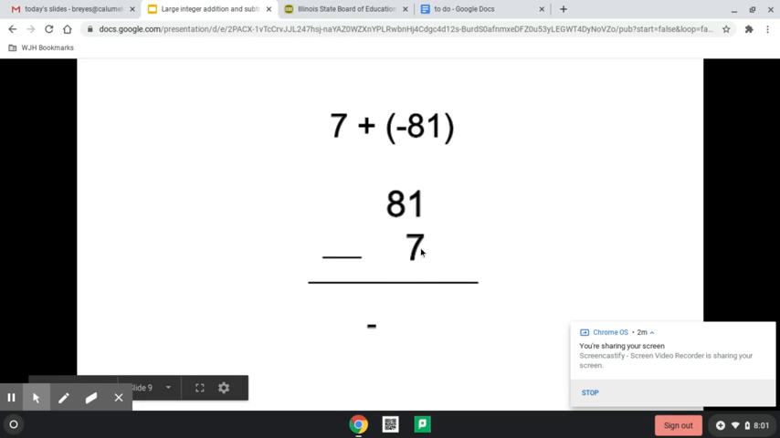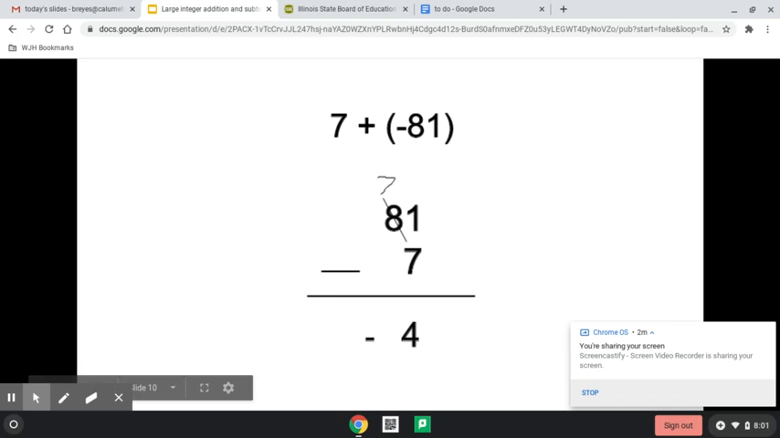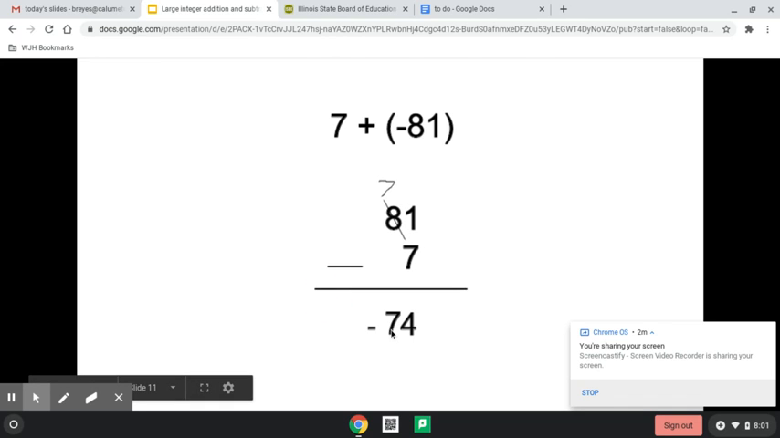So 81 minus 7, we have to think 11 minus 7 and borrow from the 8. You know the drill. So we get 4 and then 7. So negative 74 is the answer.